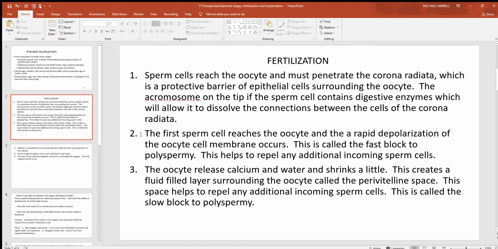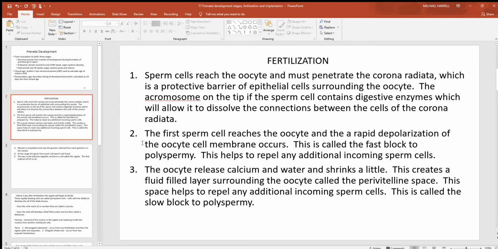The first sperm cell that reaches that oocyte causes a rapid depolarization of the oocyte cell membrane. This is called the fast block to polyspermy. You need a way to repel from that oocyte any more than one incoming sperm cell. Remember, all these oocytes will always have an X chromosome as far as that 23rd chromosome. Female just has XX there with diploid cells, so an X is all that can be passed on. Male will have either an X or a Y. That's why it is the male that determines the gender of any child.